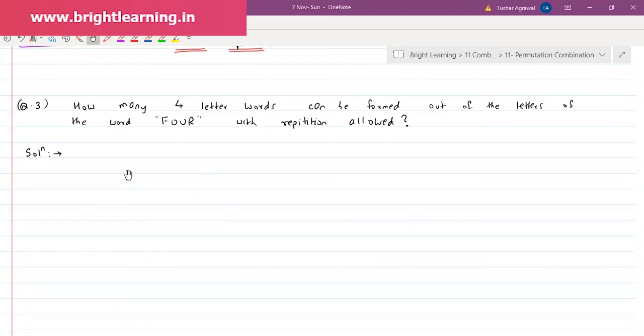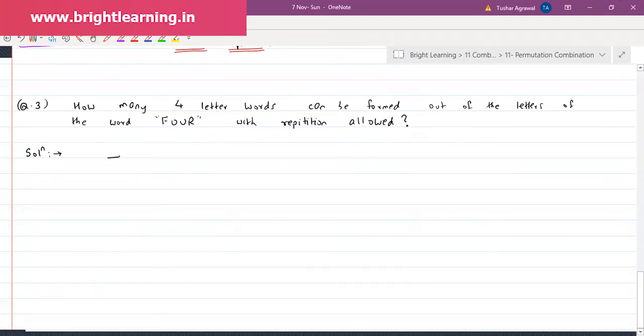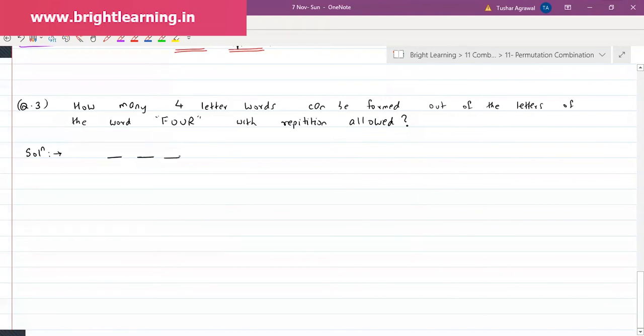Sir, could you explain this, sir? Okay, see. 1, 2, 3, 4. 4 places are there, and we have 4 letters, F, O, U, R, but this time repetition is allowed. Means I can start with F. Again, I can go with F. At the 3rd place also I can go with F. At the 4th place also I can go with F. But this is one arrangement. F, F, F, F.